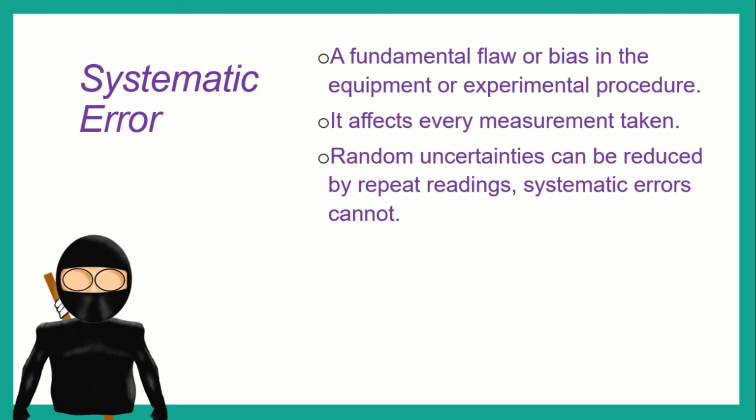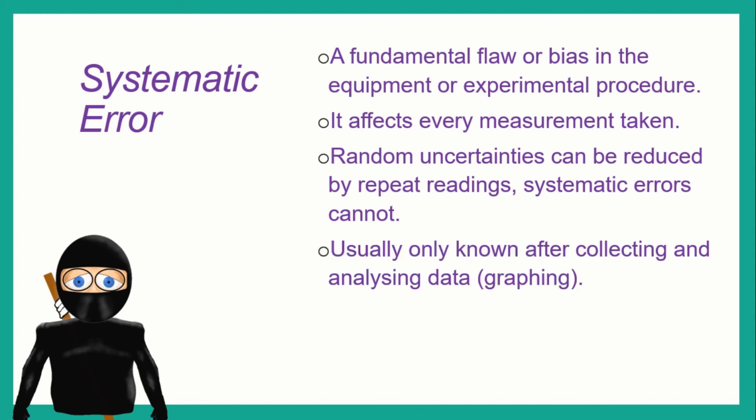Every time you conduct an experiment again or repeat an experiment, the same systematic error will creep in and will mess up your results every time that you do it. Systematic errors can only be overcome by ironing out the flaw or the bias, changing the experiment in the first place. The problem with systematic errors is that usually they're only really known after collecting and analysing the data, a lot of the time from graphing the data.